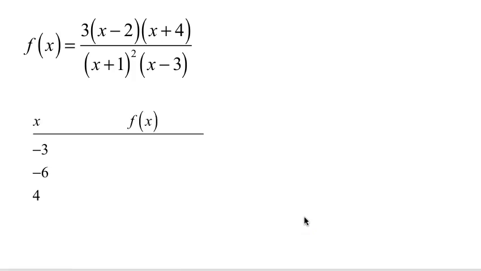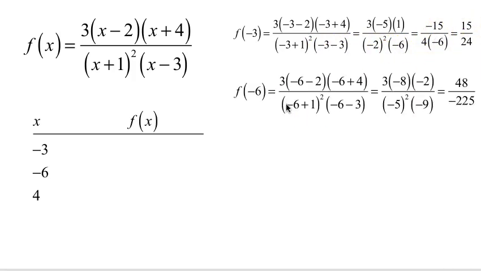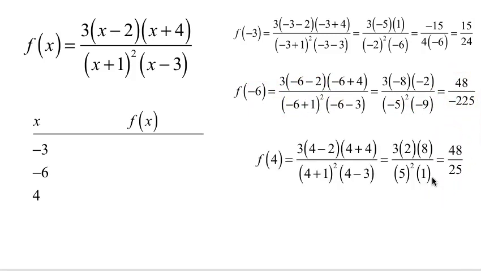So we're going to add a couple more points on the graph just to give us some more information. Plugging in negative 3, negative 3 minus 2 is negative 5 times 1, negative 15 upstairs. Negative 3 plus 1 is negative 2 squared is 4. Negative 3 minus 3 is negative 6. 4 times negative 6 is negative 24. Negative 15 over negative 24, 15 24ths, which of course you could reduce, but I'm not terribly worried about that. Plugging in negative 6, same sort of thing. We get negative 48 over 225. And plugging in 4, I get 48 25ths.